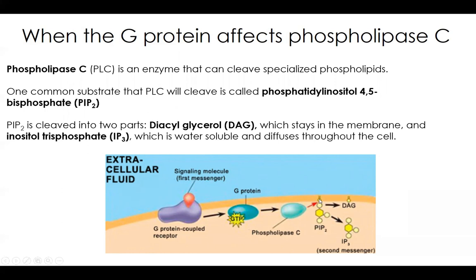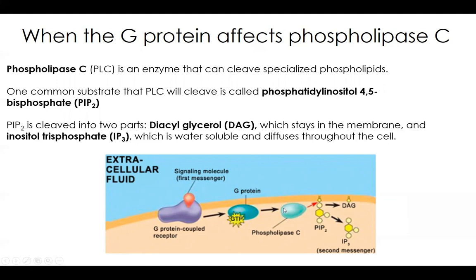So it's kind of got a regular sort of phospholipid structure, but then we've got some hydrophilic parts in the cytosol. One of the common substrates that phospholipase C can cleave is something called phosphatidylinositol 4,5-bisphosphate, or more affectionately, PIP2. You can see it here. This is attached in the membrane. So this is the whole molecule.